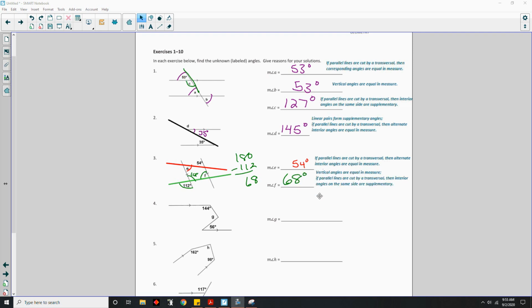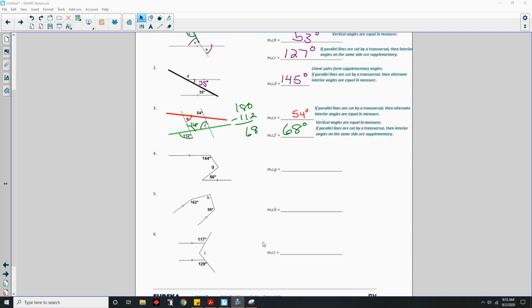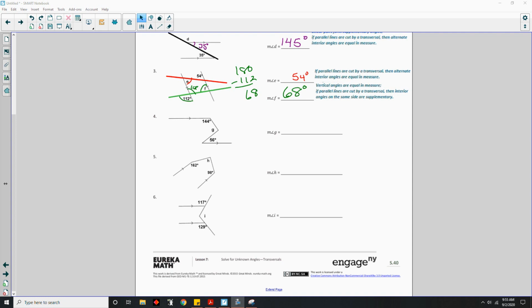For measure of angle F to be 68 degrees, we would say vertical angles are equal in measure. Okay, we did the 112, 112. And then if parallel lines are cut by a transversal, then the interior angles on the same side are supplementary, same side interior. Okay, should have done that right from the start, but let's keep going. Now number 4.